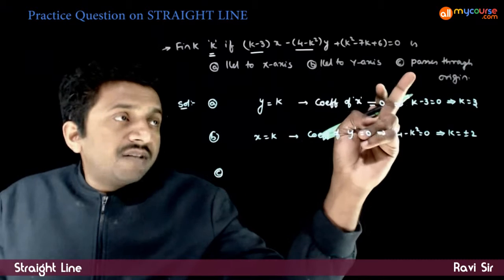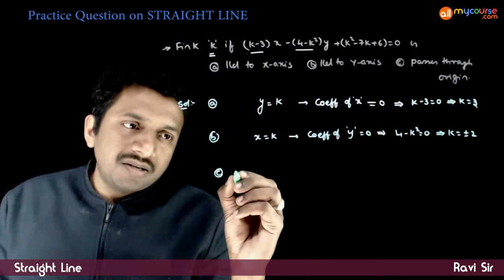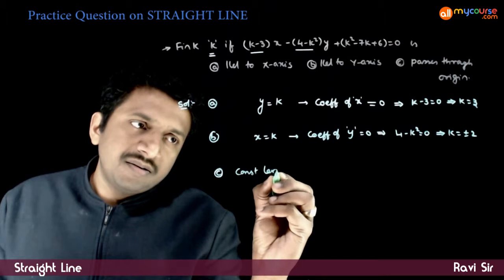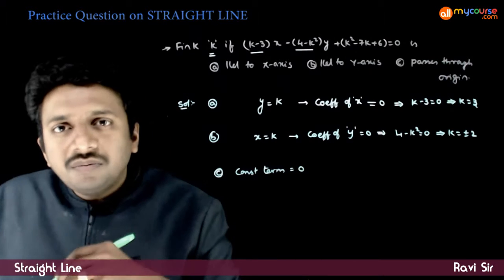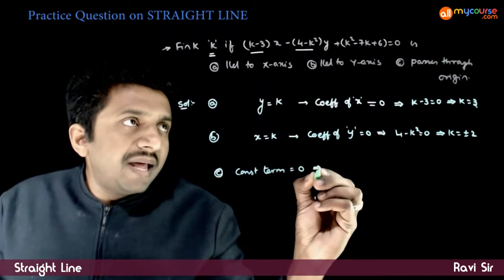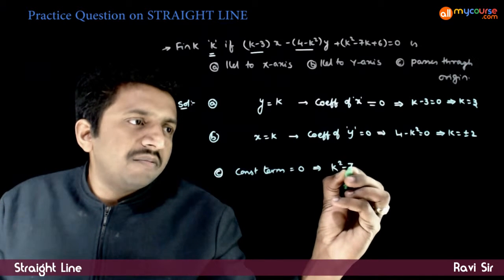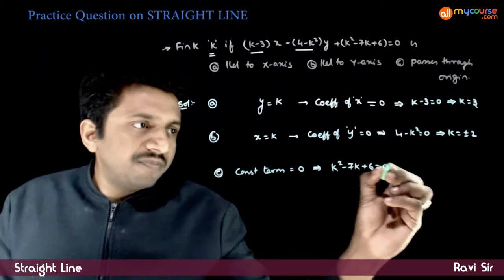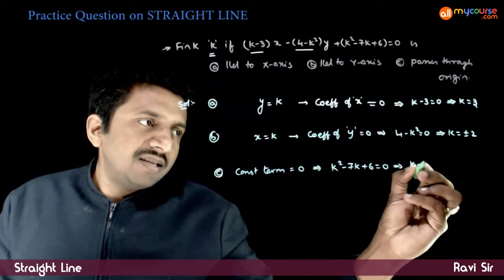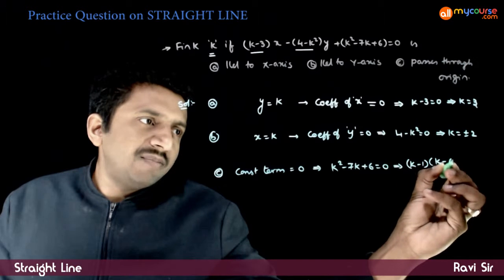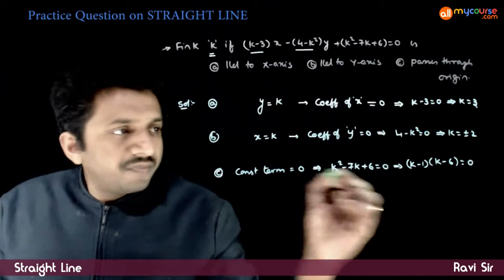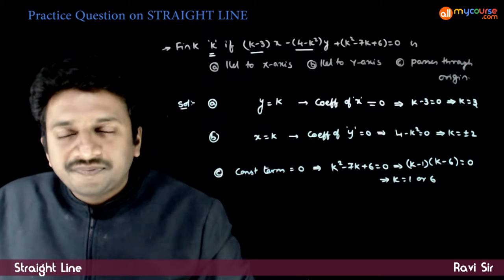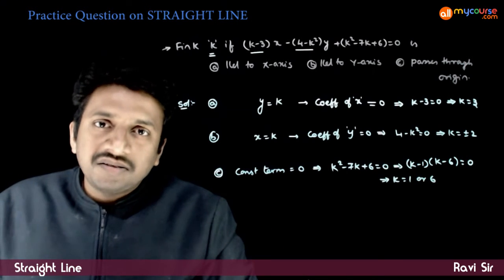Next, if the line is passing through the origin, then the constant term has to be equal to 0. This implies k² − 7k + 6 = 0, which implies (k − 1)(k − 6) = 0. This implies k is equal to 1 or 6. This is the answer to this question.